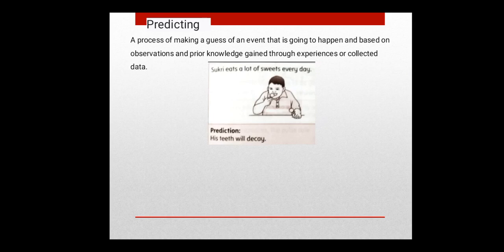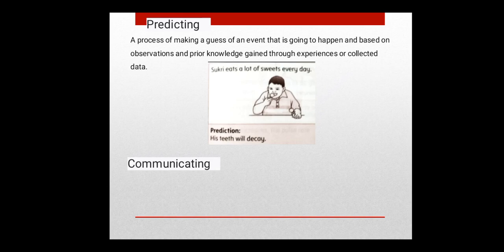See now, Shukri eats a lot of sweets every day. So what can we predict? Our prediction is his teeth will decay, as we know that a lot of sugar can corrode our teeth. How do we know? We learned it before this. We can see it from our experience that people who eat a lot of sweets will have rotten teeth, for example.